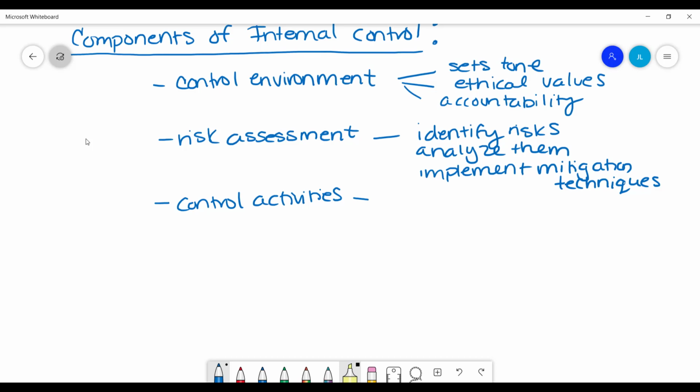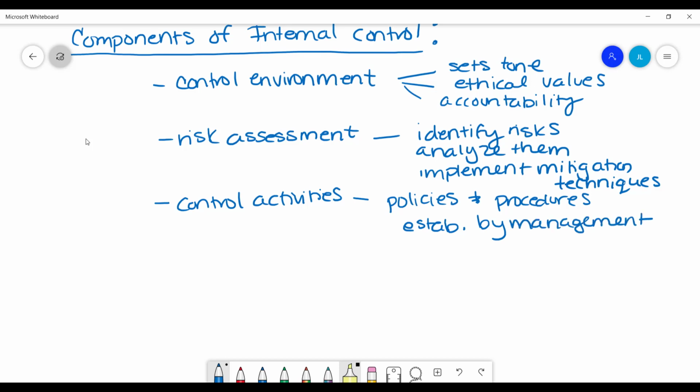At the basis of control activities, the basic definition of this is basically just the policies and procedures established by management to address risks. Okay, that's basically a main theme here.